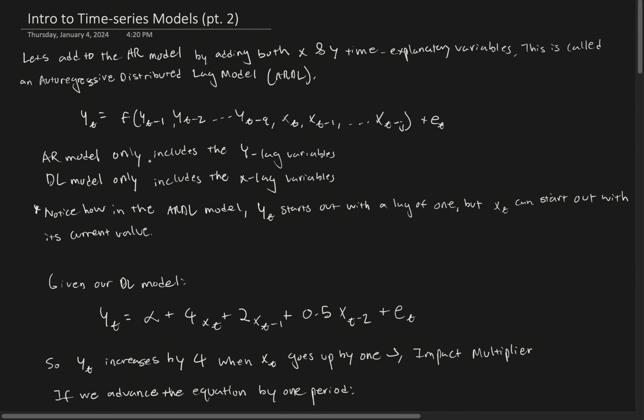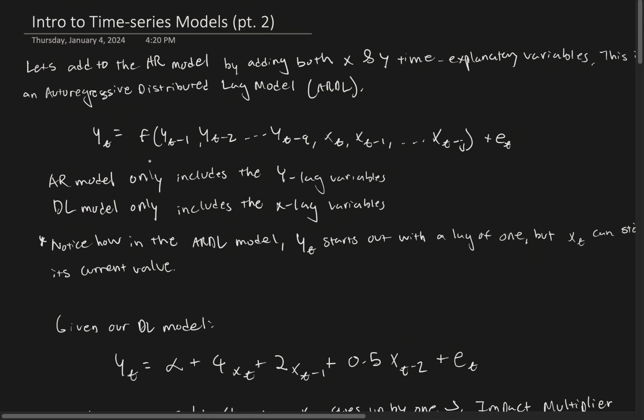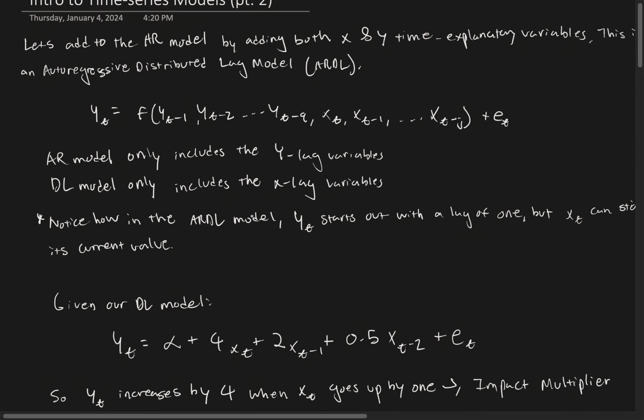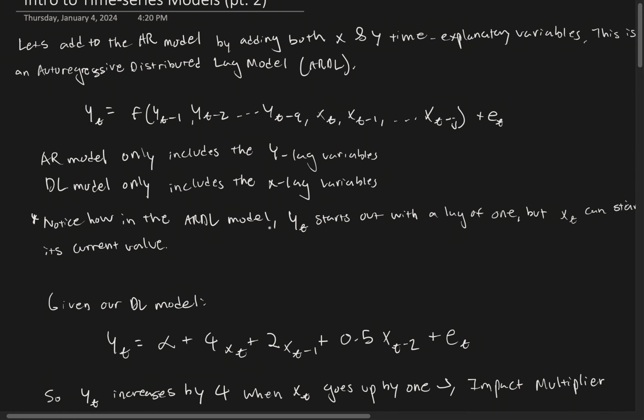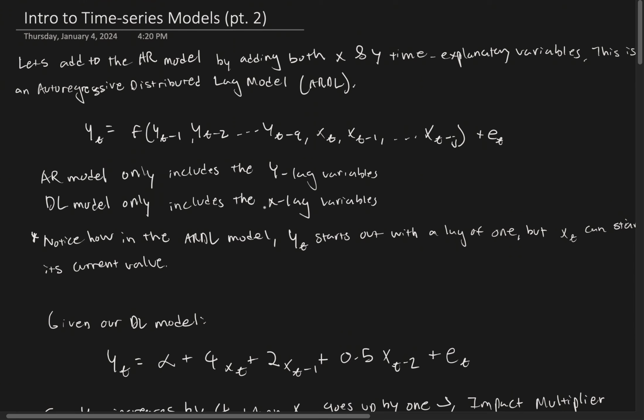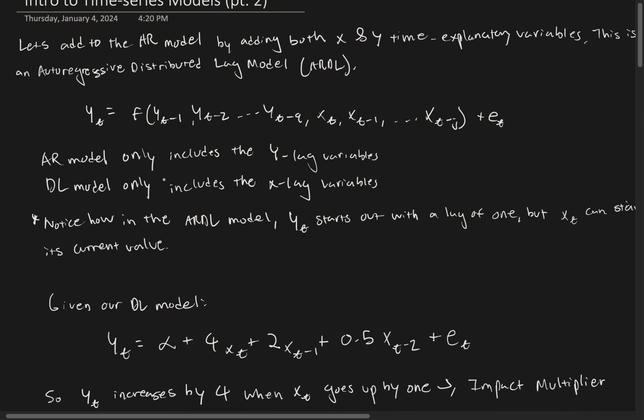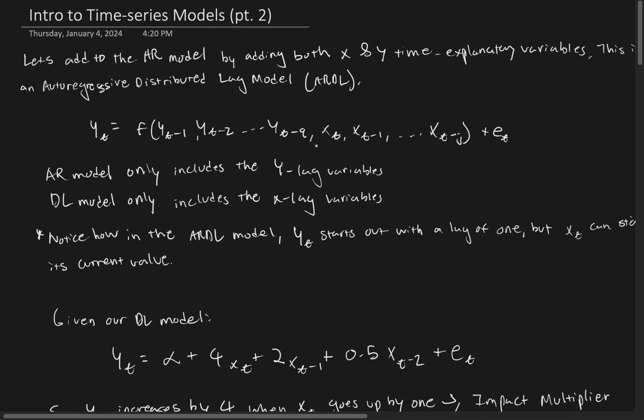All right, so resuming the time series model concept from the first part of the video, let's add to the AR model by adding not only the autocorrelated, dependent lagged y variables, but also the explanatory time based variables. When a model has both y and x as time based variables, we can call that the autoregressive distributed lag model, or ARDL for short.